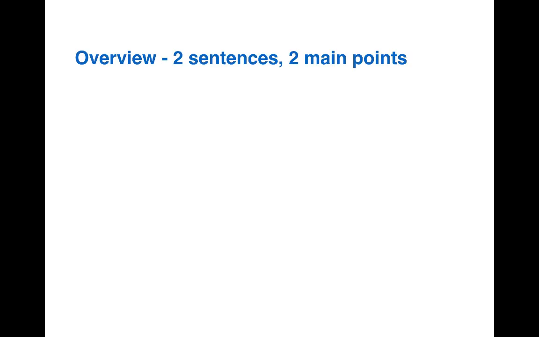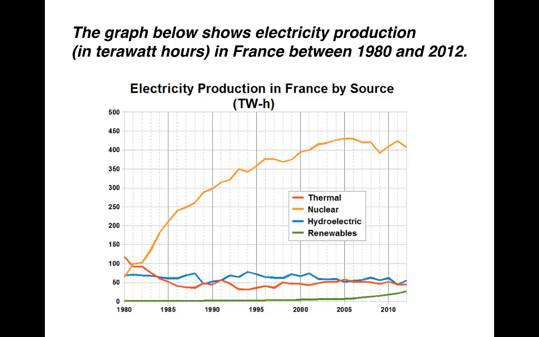2 sentences, 2 main points. We're looking for some very general information on the graph. Let's look at the graph again. And the most general thing that I can see, the main point, is that the orange line for nuclear is definitely the highest over almost the whole period. We'll talk about that. And one more thing, let's just go to the opposite. The renewables are the lowest figures in the whole of the graph, the whole of the period.